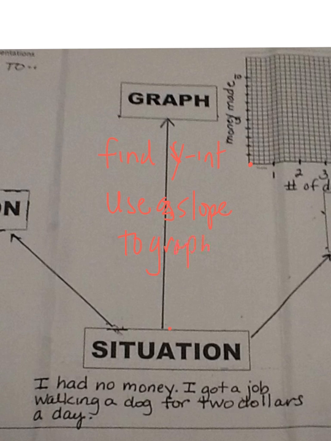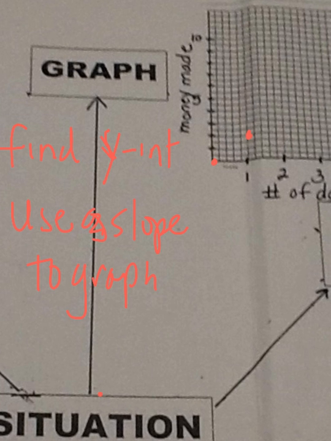Or if you wanted to, you could make your table of values and then graph after you've got your table of values. It's all your choice. So we're going to go up 2 over 1. I'm going to blow this up a little bit. And I'm going to go up 2 over 1. And here is my graph.